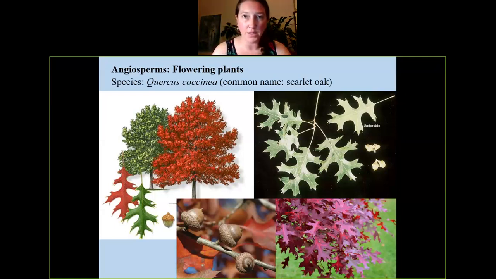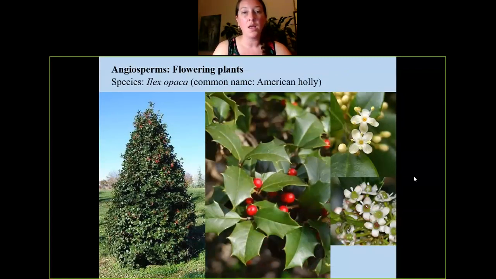We got 3 more plants and then we are done.